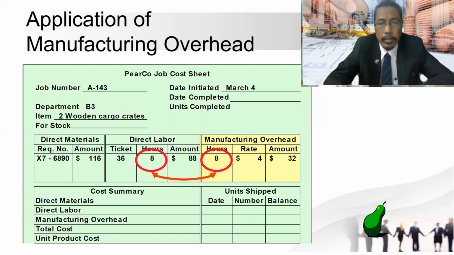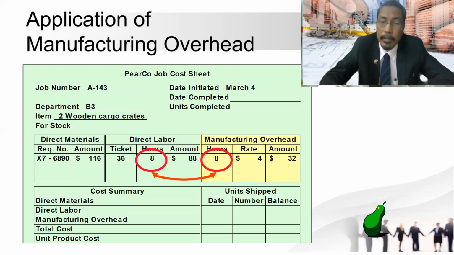Here, application of manufacturing overhead, we have an example previously from Module 1. We have direct labor and manufacturing overhead. So direct labor is 8 hours, therefore manufacturing overhead is 8 hours times $4, so 32 is the overhead for this job order.